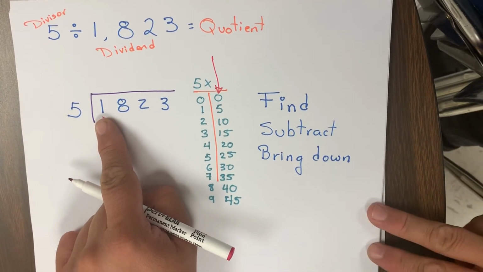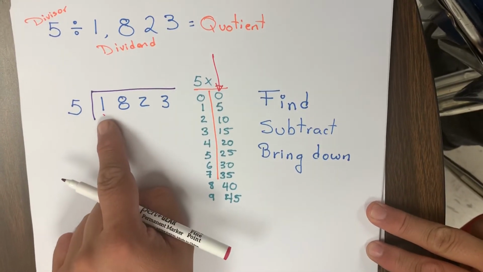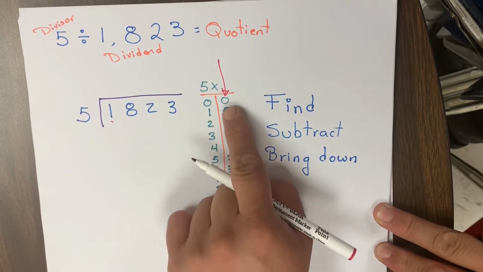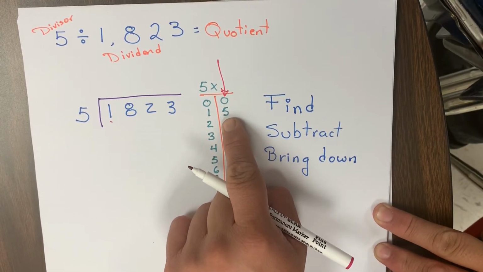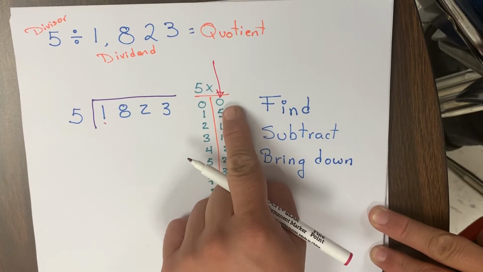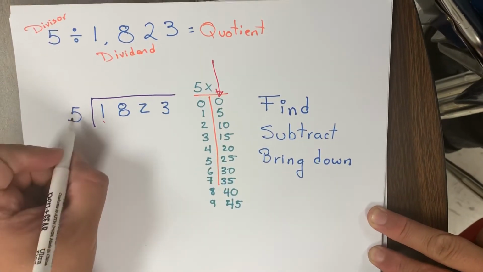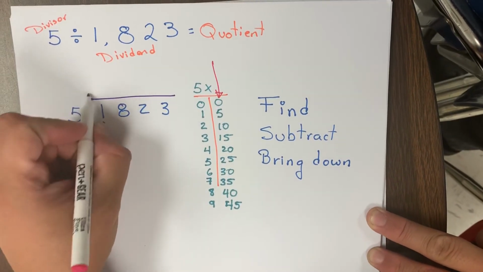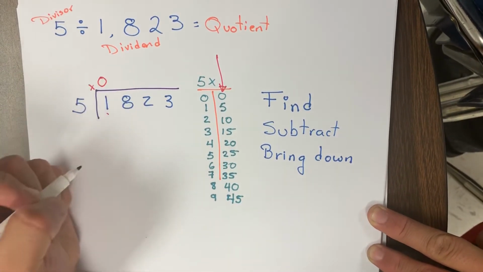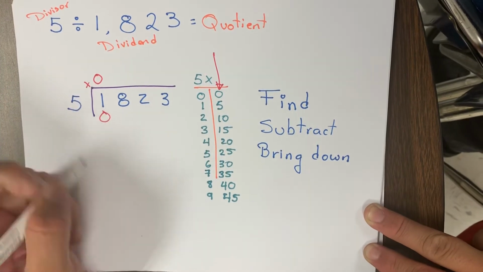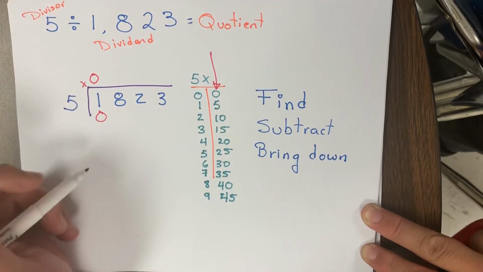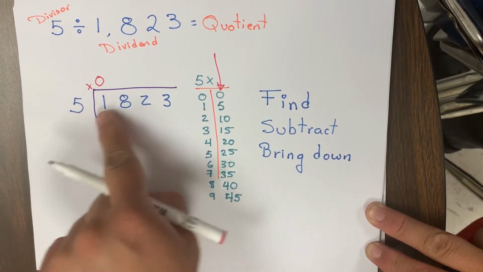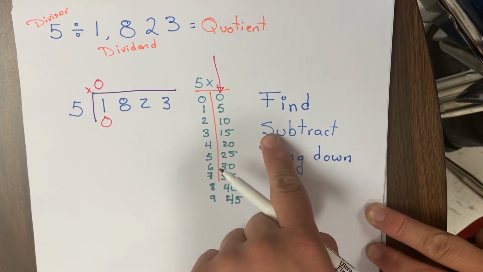You cannot go above. So I didn't find the 1. I can think that probably 0 or 5, but I said no above it. So it's got to be 0. So 5 times 0 equals 0, and I wrote it above the first digit. Do you see it? Now I'm done finding. I found and I wrote it. So now I'm going to go to the next step, that is subtract.